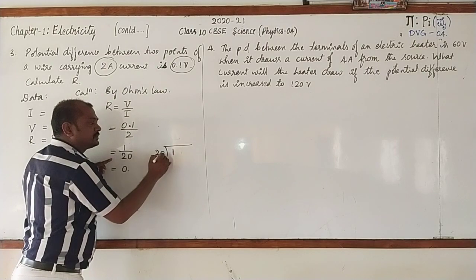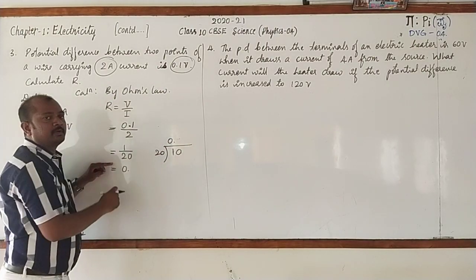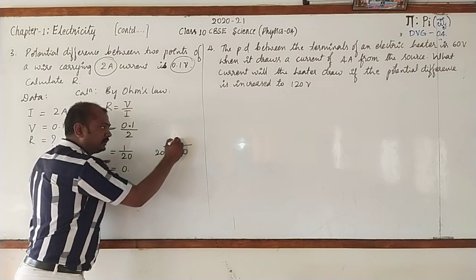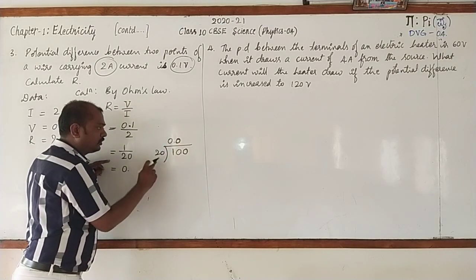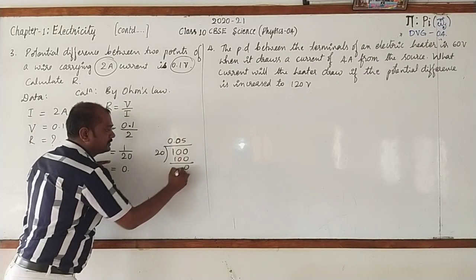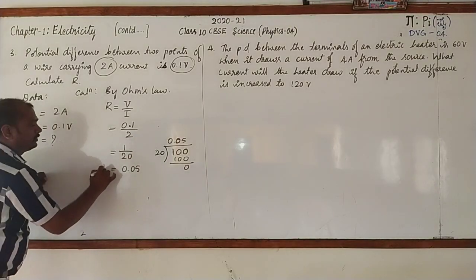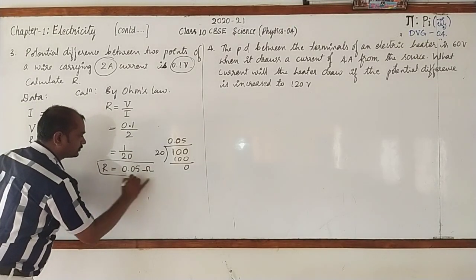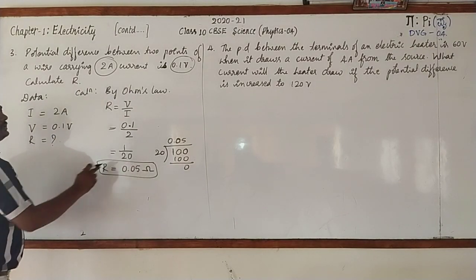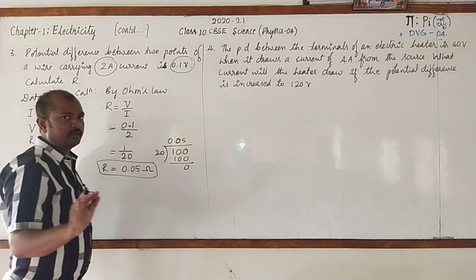20. 1 is not divisible by 20, so put a decimal, take 0, it becomes 10. 10 is not divisible by 20, take one more 0, it is 100. 20 how much? 100. 5 is 100. Now it is 0.05. Then what is the resistance? It is 0.05 ohm. That is the conclusion. Clear?